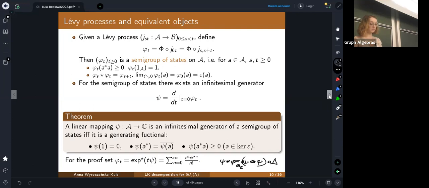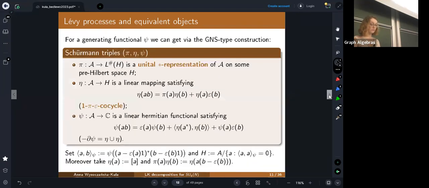Okay, and there is still yet another object that we can associate to a Lévy process through this chain. For a generating functional, which is a conditionally positive functional, we can do a kind of GNS type construction. We use this formula to define a semi-inner product, and then we define a Hilbert space H to be the quotient space of A by the null space.